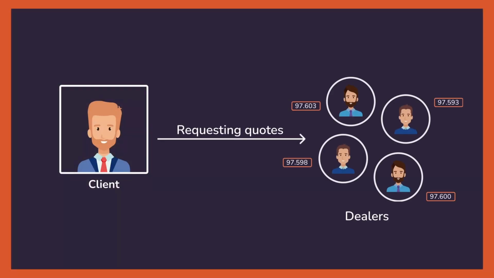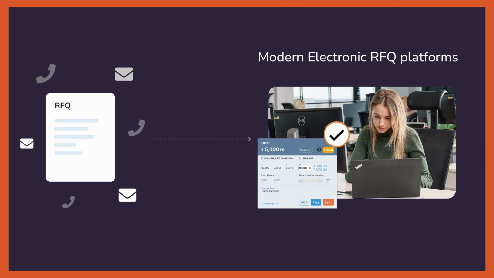The request for quote, or RFQ process, is commonly used in over-the-counter markets such as fixed income, derivatives, and foreign exchange. It typically involves a client soliciting quotes from multiple dealers for a specific instrument and size that they want to trade. Historically, a client might have reached out over the phone or by chat to one or two dealers that they wanted to get a price from. But modern RFQ platforms, electronic platforms, allow this process to be much easier and more orderly.